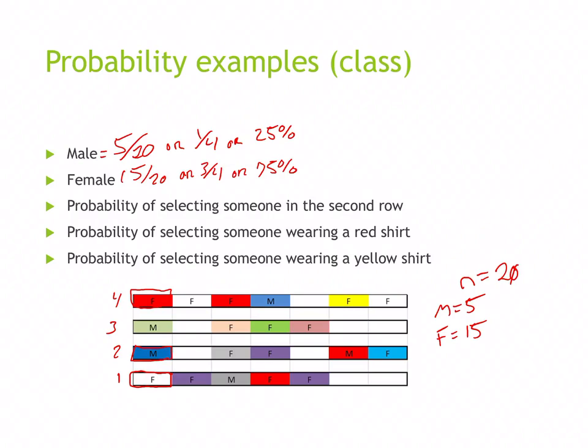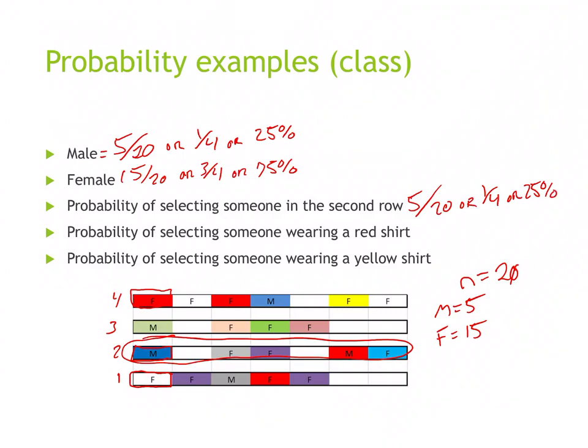The probability of selecting someone in the second row. So this one we're just looking at the second row here. When we look at the second row, there's a total of 5 people in the row out of 20 people total in the class. So that's going to be 1/4, or 25%. So there's a 25% chance of selecting someone in the second row.